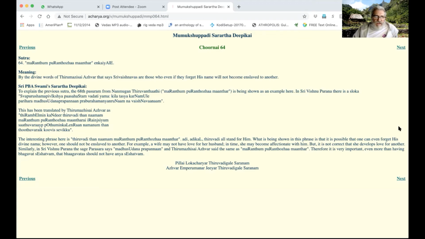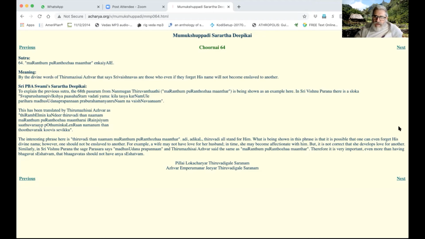So the interesting phrase here is Tiruvadi Tan Naman, where Tiruvadi stands for him. Tiruvadi means the feet. They forget the feet, right? The servant is at the feet of the Lord. The word Tiruvadi here, though, doesn't mean just the feet. It means the Lord himself. If we're subservient to the Lord, subservience means being at his feet. So that's why Tirumalisai Alwar, instead of saying the Lord, says the feet of the Lord. Forgetting the feet of the Lord means forgetting subservience to the Lord.